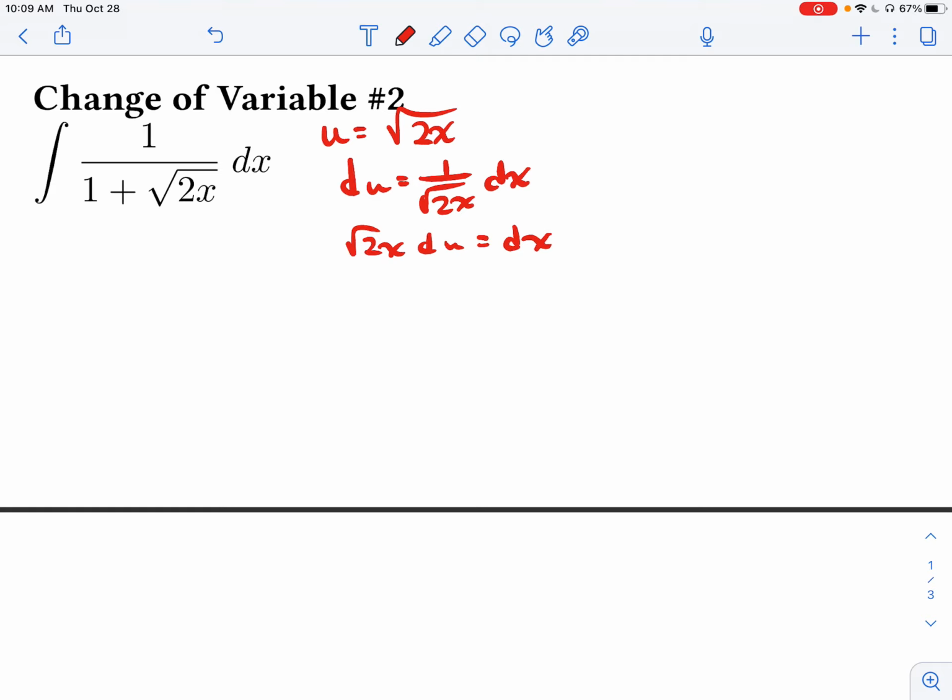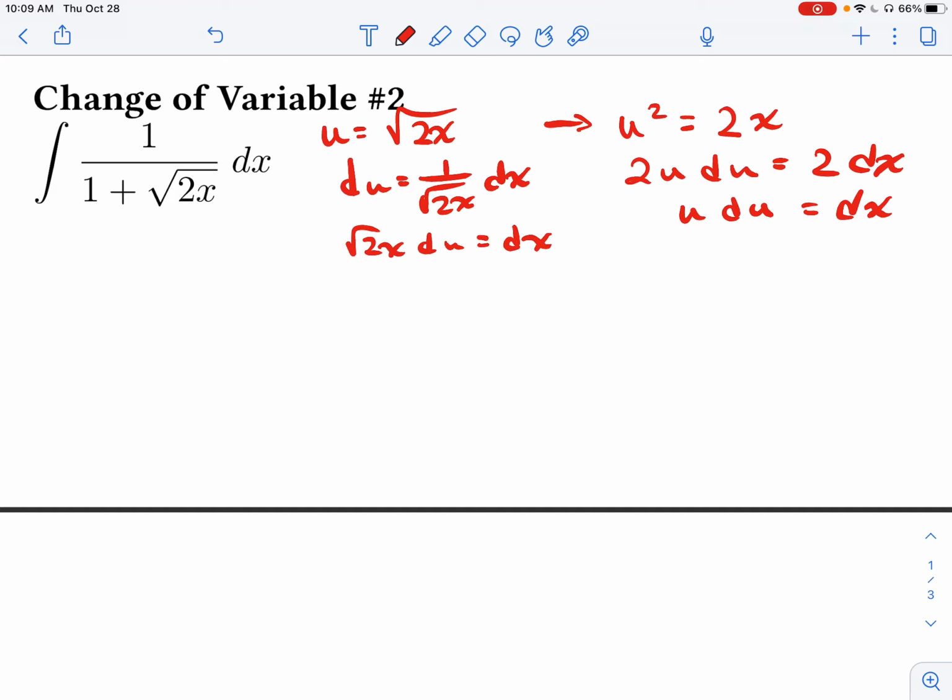That is possible. We could proceed as this. But since that doesn't appear to be super helpful for us within the context of this problem, there's something else I want to do here. At this step, since we're dealing with a radical, I want to square both sides and write this as u squared is equal to 2x, okay? In which case now the derivative would be 2u du is equal to 2 dx, which then allows us to say that u du, if I divide both sides by 2, is simply equal to dx. And I think given what we have written in this integrand, this is a lot more helpful.